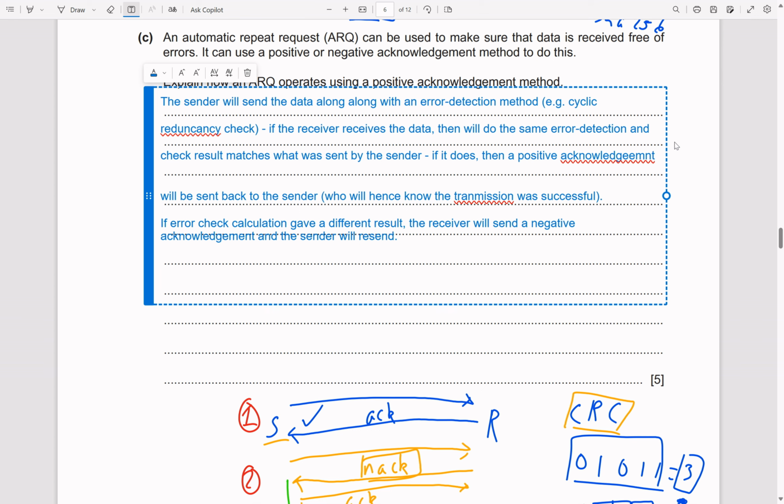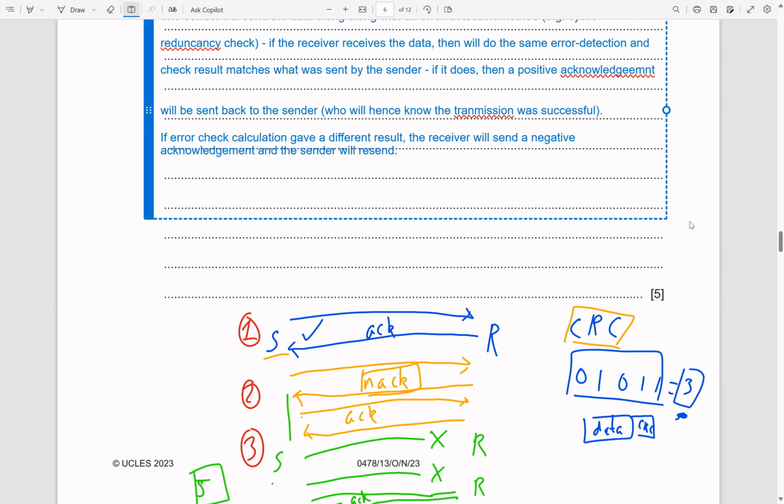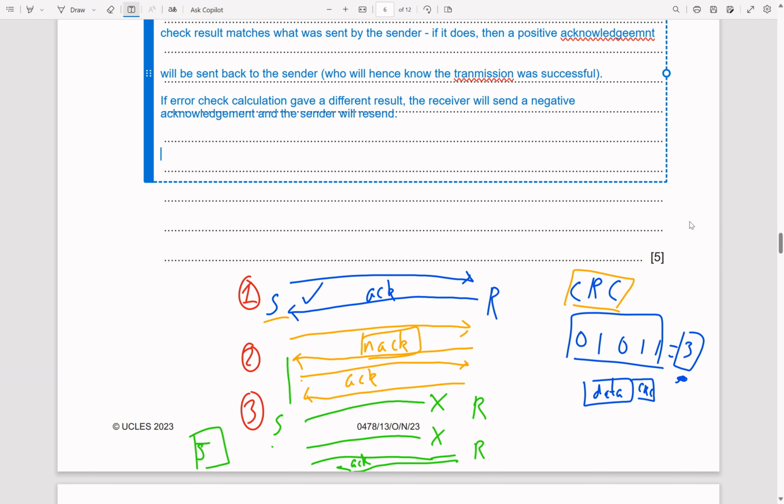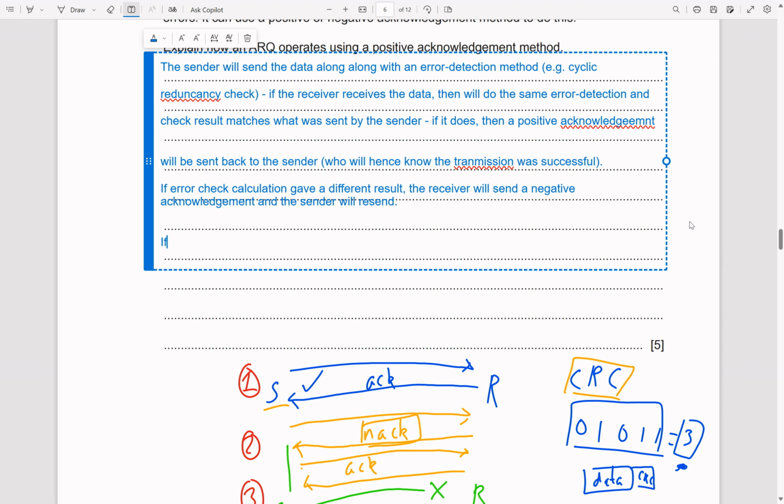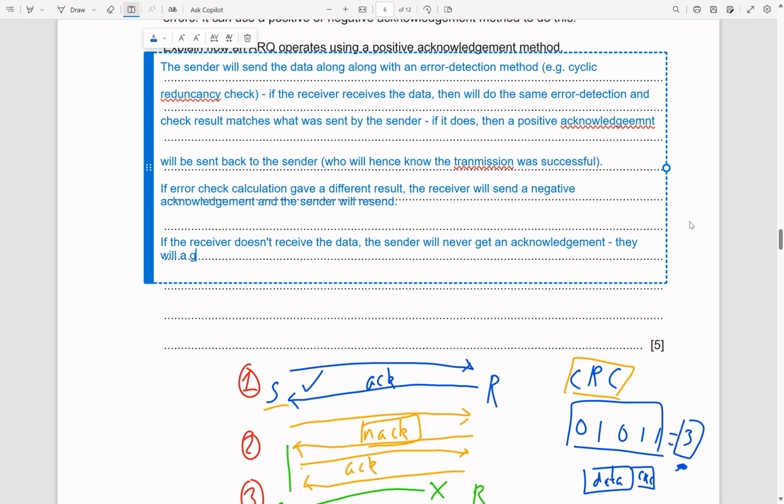I think then if we talk about number 3, we can say if the receiver doesn't receive the data, the sender will never get a response, or never get an acknowledgement. They will wait a given amount of time, in brackets that's going to be called the timeout. After this timeout they will then send again.